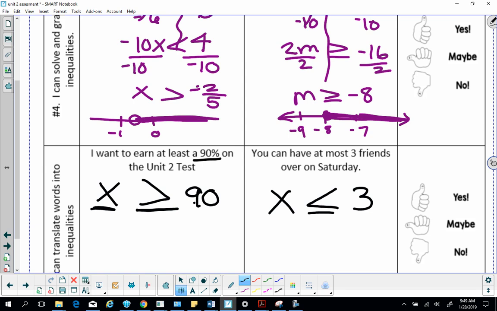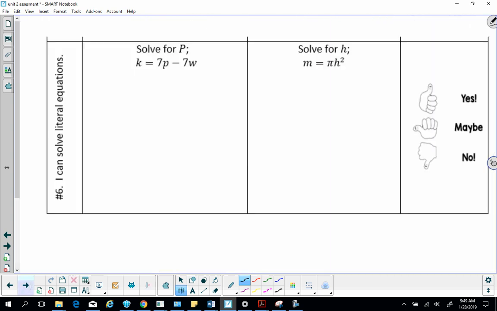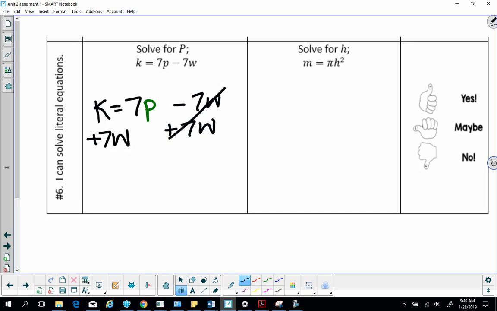Cool. So make sure you circle how you felt about that lesson. Last lesson, I'm pretty sure, was what we just went over. So first I'm going to rewrite it, but instead of writing the letter, I'm going to put it in a different color because I know I'm trying to get P by itself. Then I'm going to move 7W to the other side. So how do I get that to the other side? What's the opposite of subtracting? Adding. And right after I'm done this, I am collecting it. So just so you know. When I do that, I get K plus 7W equals 7P.